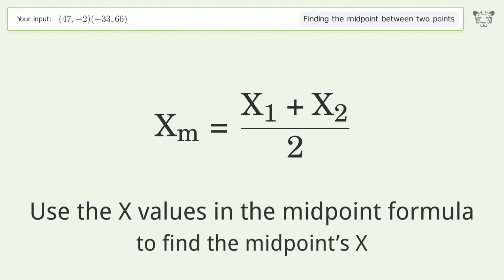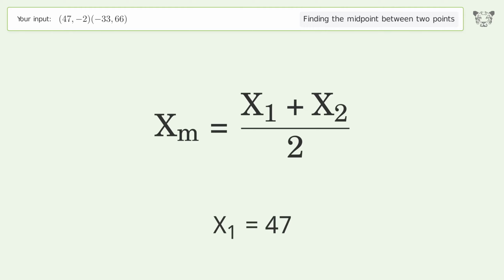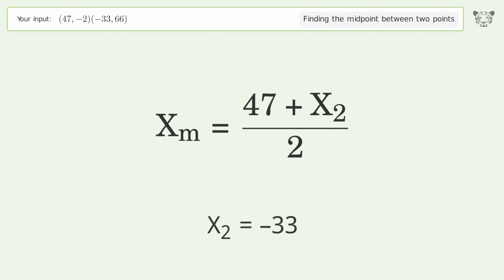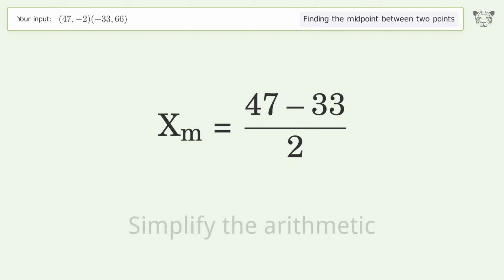Use the x values in the midpoint formula to find the midpoints x. x1 equals 47. x2 equals -33. Simplify the arithmetic.